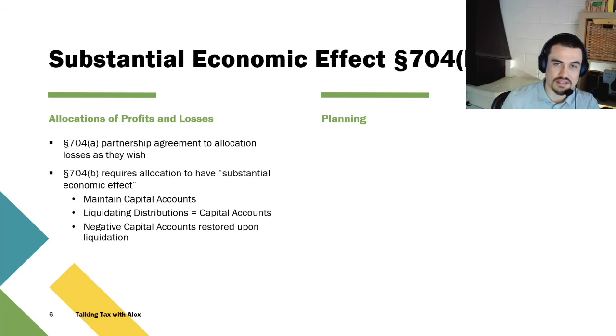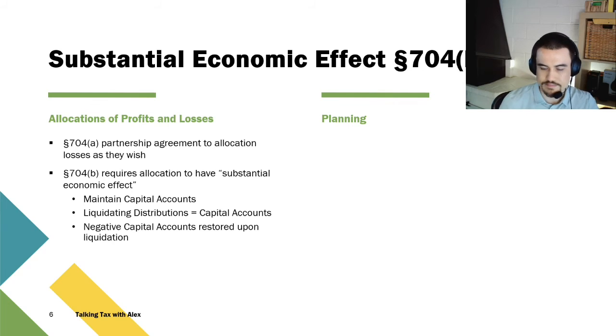But the catch is, if he over allocates and he has too many losses, that's what a negative capital account would do. You have too many losses and the partnership kind of winds up. He's got to put that money back in. So you can't tip or balance the allocations forever.